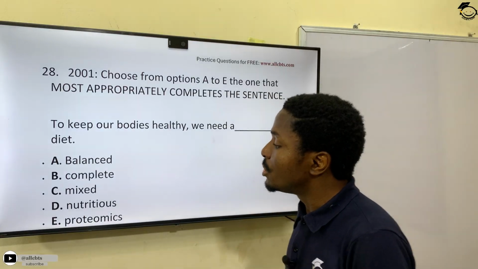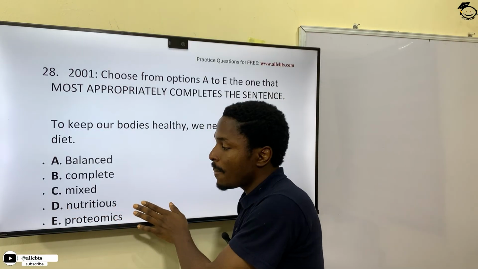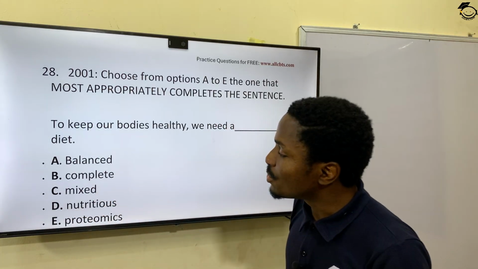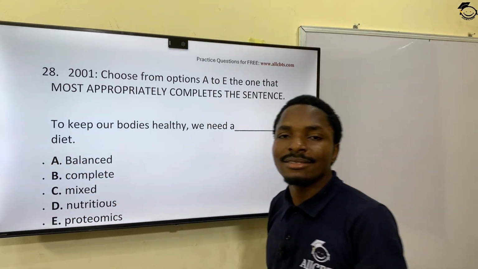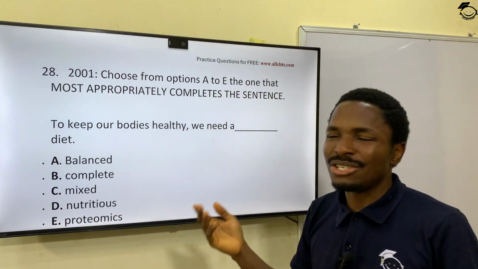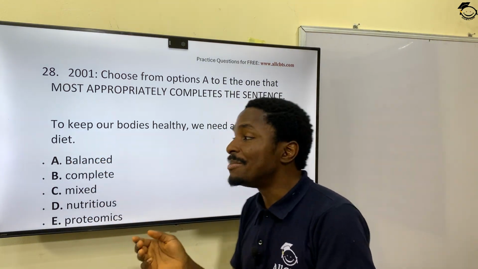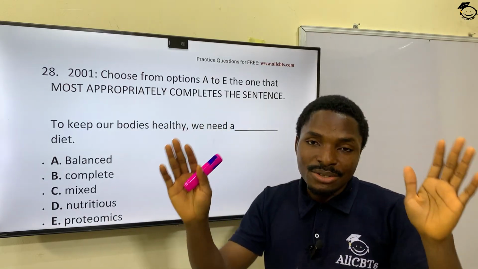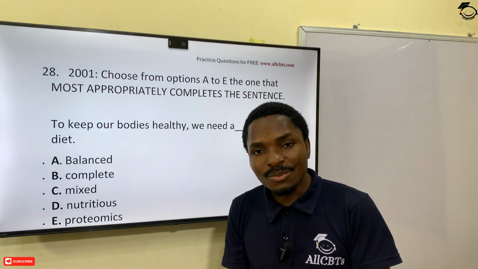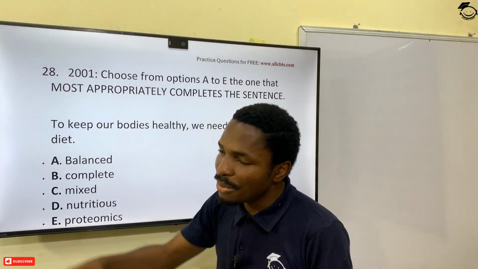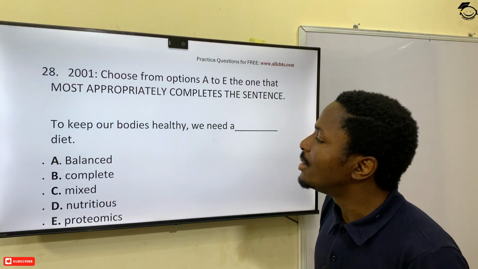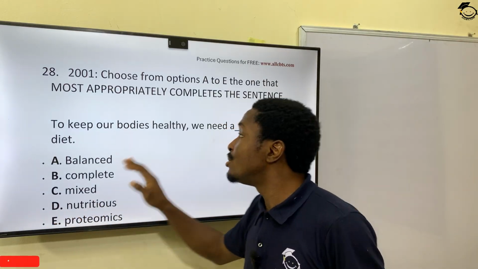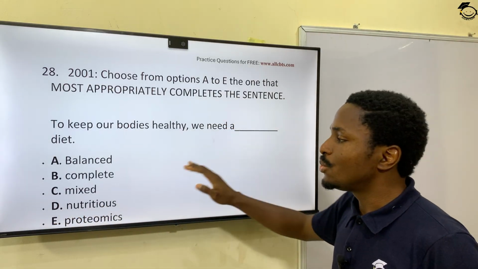Some persons will want to go with nutritious diet. Some other persons may say complete diet. Some other persons will say balanced diet. But because it's almost a cliche, balanced diet. What's balanced diet? A meal that contains all the classes of food in the right proportion. So this would be most appropriately the word to complete this. Nutritious diet is good, but not most appropriate. Right, so A is the correct option.